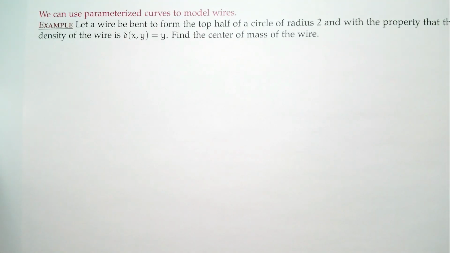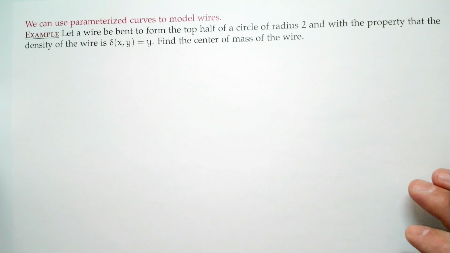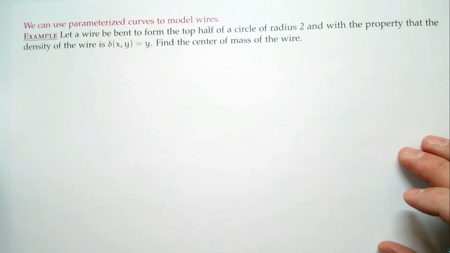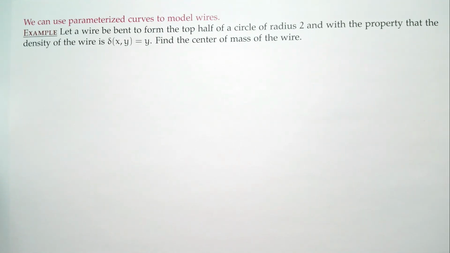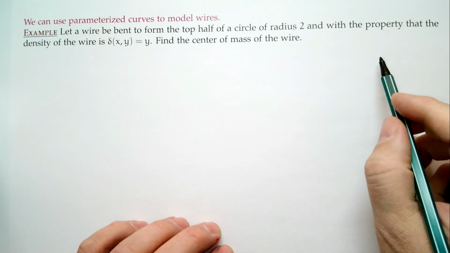Well, as I've mentioned, we can use parameterized curves to model wires. So we're going to do that. So let a wire be bent to form the top half of a circle. I promise that not everything will be circles. It's just that circles make it really easy with the ds. We'll do an example where it's not a circle. But for now, a wire is meant to form the top half of a circle of radius 2.